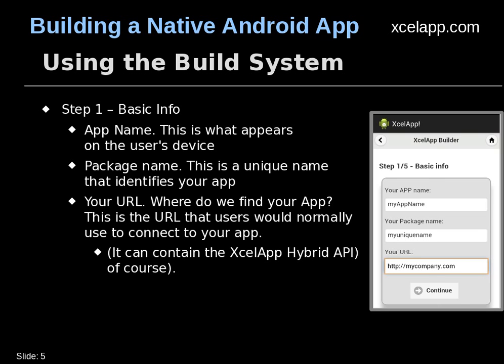Step 1, some basic info. It's really a fill-in-the-blanks approach here. Give us the app name. This is what appears on the user's device. The package name. This is a unique name that identifies your app. Your URL. Where do we find your app? And this is the URL that users would normally use to connect to your app. It can contain the XcelApp Hybrid API, of course.